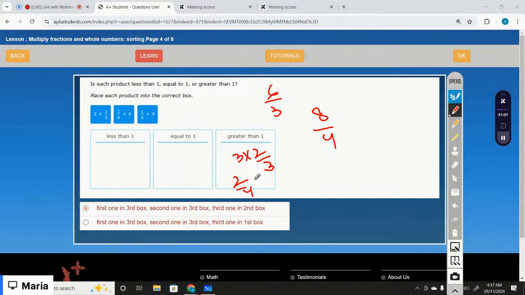So 2 by 4 times 2, 4 is here. And 1 by 4 times 4, that is 4 over 4. That equals 1. So it is here. So first one in third box, second one in third box, and third one in second box. Option number one is the correct option. Very good.